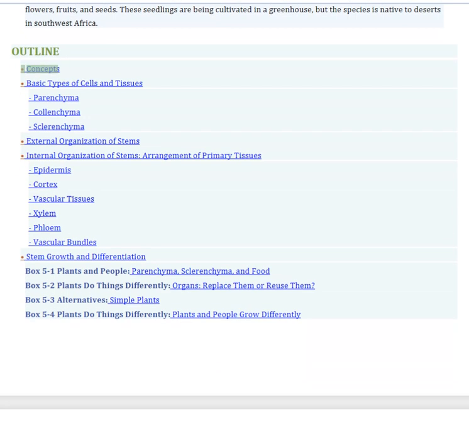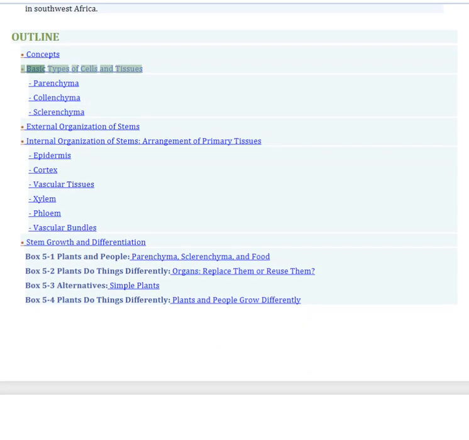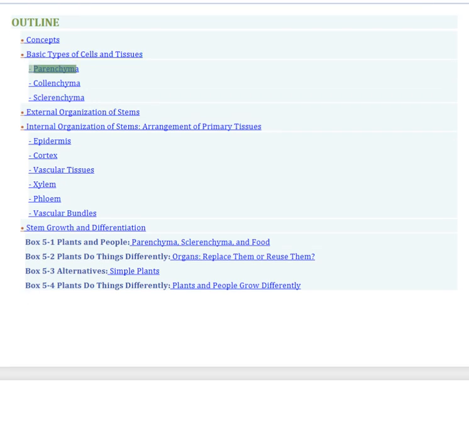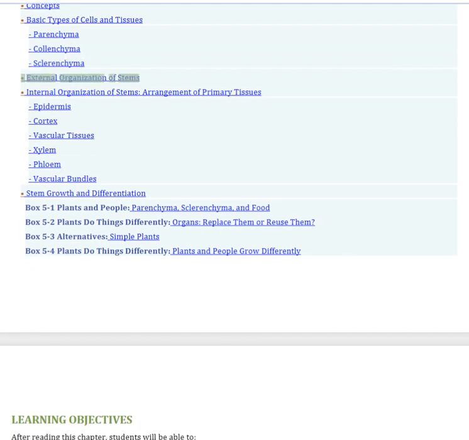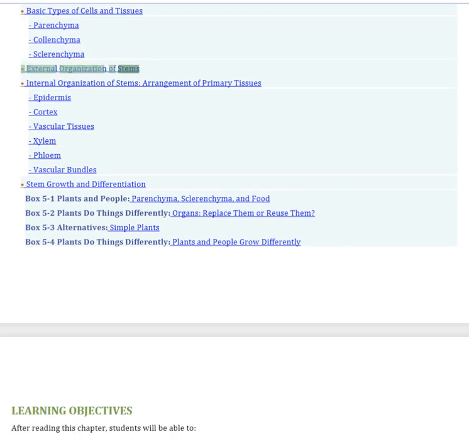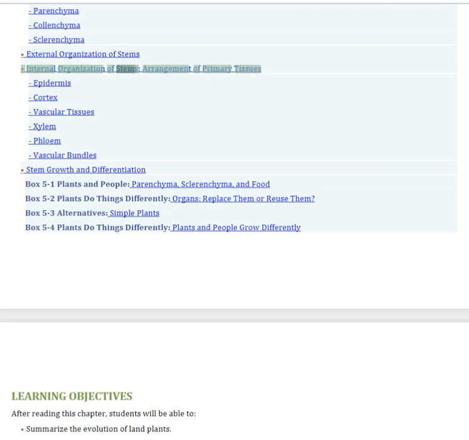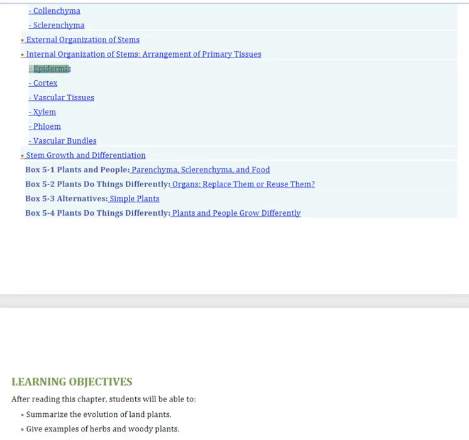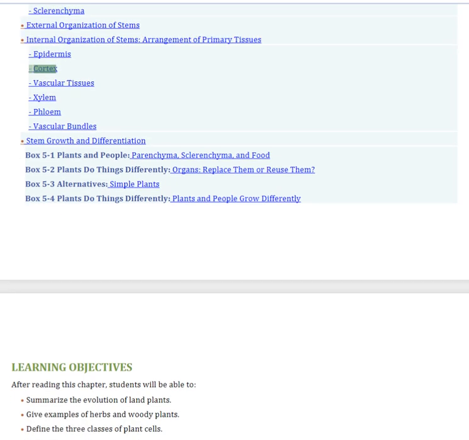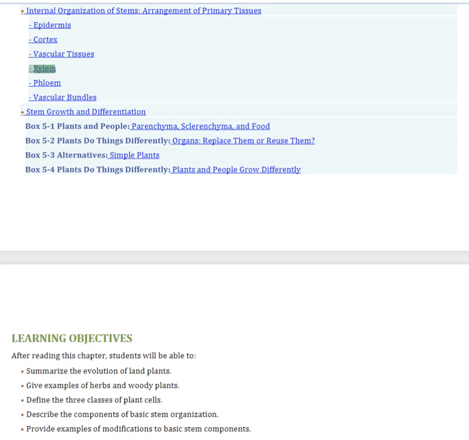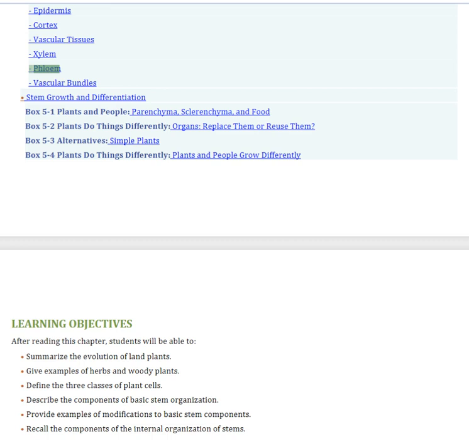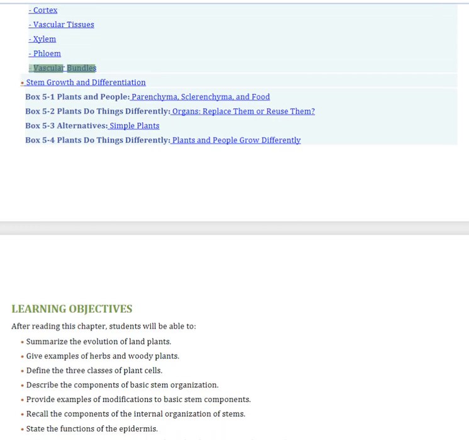Outline. Concepts. Basic types of cells and tissues: parenchyma, collenchyma, sclerenchyma. External organization of stems. Internal organization of stems, arrangement of primary tissues: epidermis, cortex, vascular tissues, xylem, phloem, vascular bundles.